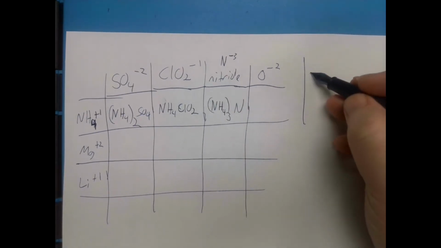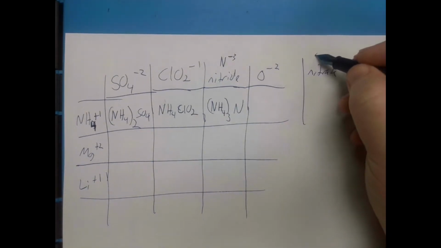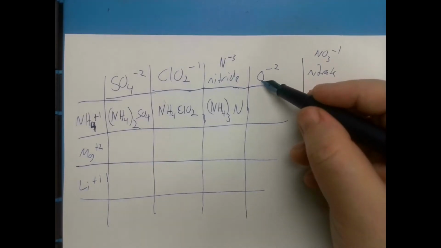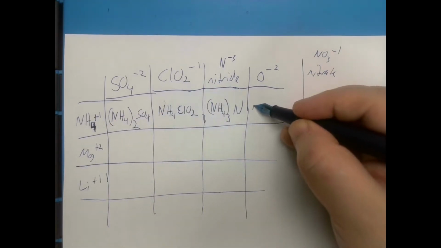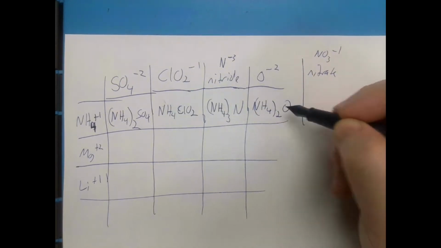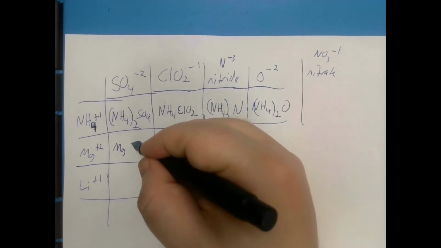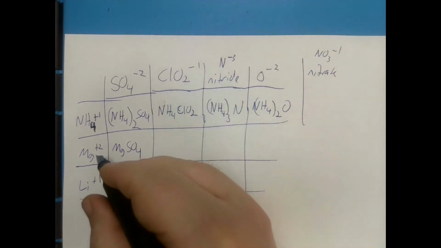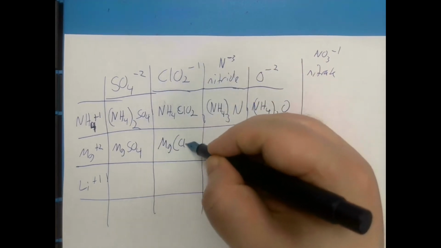And be careful in case you use nitrate. You should recognize that nitrate is NO3 negative 1. So oxygen, and then we need 2 of these plus charges to get rid of the negative 2. So it would be NH4, 2. Plus 2 and minus 2 is a 1-to-1 ratio. Plus 2 and minus 1, we need to double that. So MgClO2.